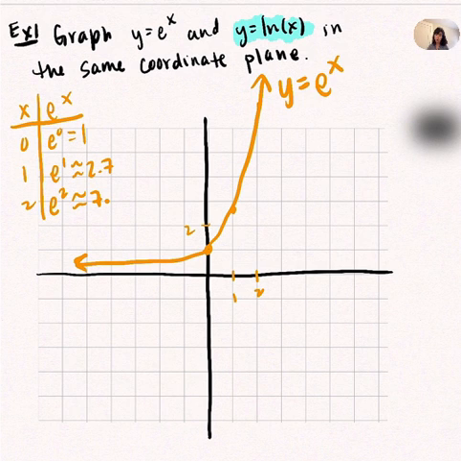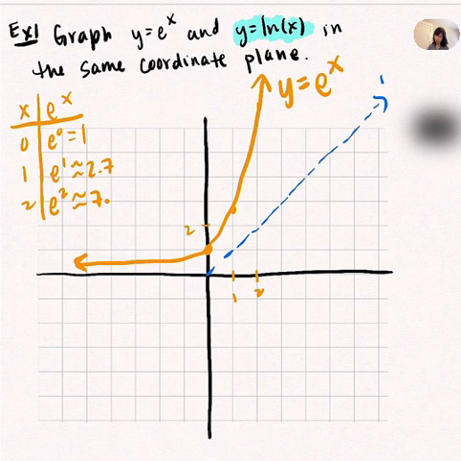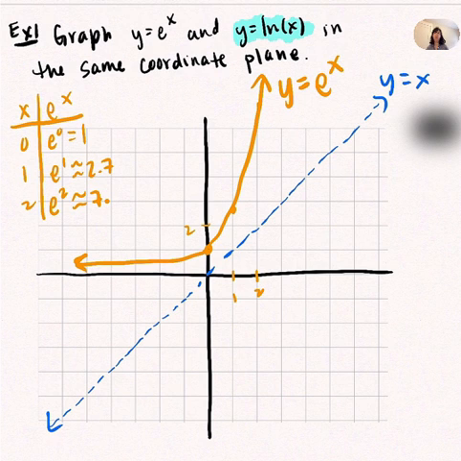Now, if we want to know what the graph of natural log of x looks like, we can actually use this graph as follows. So I can draw the y equals x line. Here's y equals x. And then I can actually reflect this y equals e to the x graph over this line. So if I reflect this, I get something.